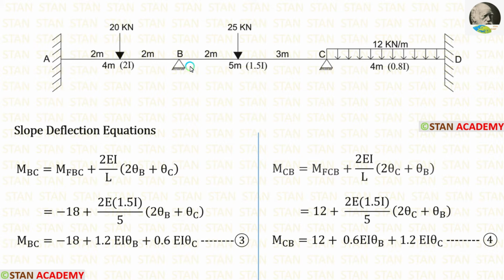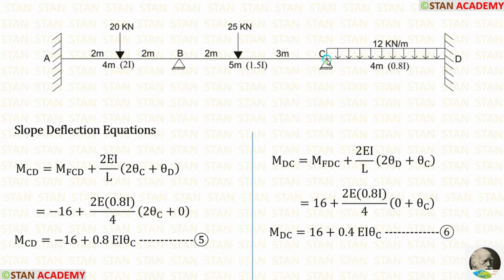Now, let us make the slope deflection equations in the span BC. First, let us apply the fixed end moments. The moment of inertia for BC is 1.5I. So instead of I, we have to apply 1.5I in both of the equations. Length of BC is 5 meter. Let us apply that. Finally, in the span BC, we are making two slope deflection equations.